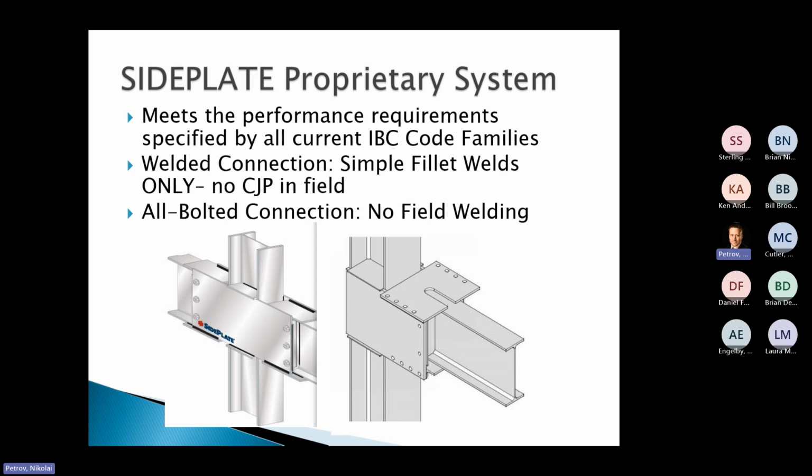They either have a field welded connection system, which is shown on the left in this slide, or they actually have an all field bolted connection where there is no field welding and it's just all bolted. But one of the things that they wanted to have from the very beginning is no CJP welding, no groove welding in the field. So even their welded connection system only utilizes fillet welds in the field, which helps to take the field costs down. So go ahead. It meets the requirements of IBC code families. Of course it does. Otherwise we wouldn't be seeing them in Anchorage.